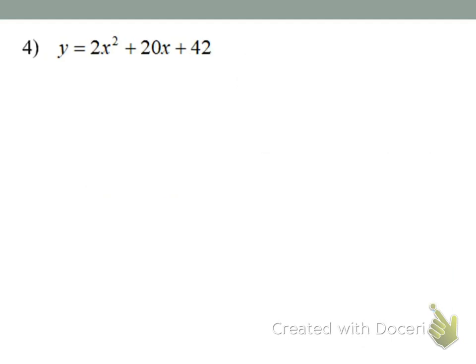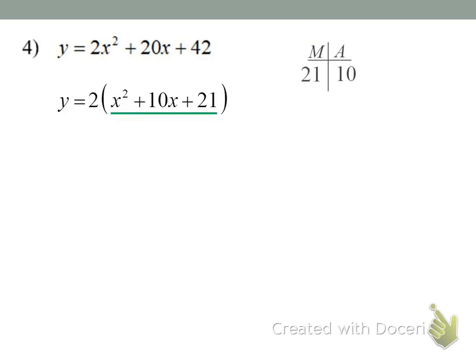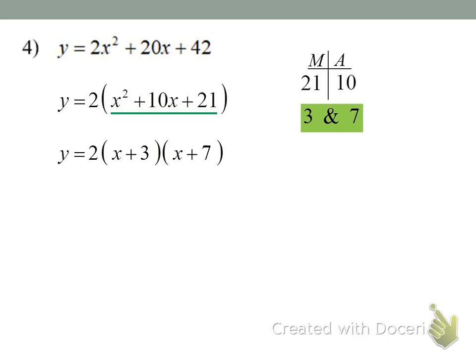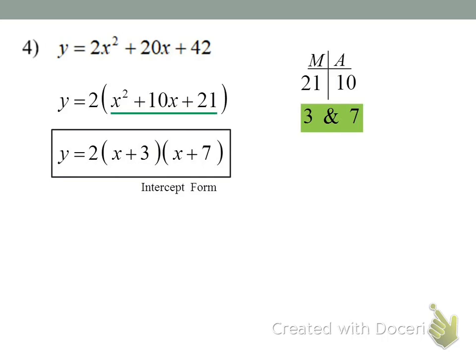Last one of these. The greatest common factor is a 2, but then we have to produce a multiply-add. What now multiplies to 21 and adds to 10? So to practice intercept form, technically, what's up on the screen is the entire intercept form. y equals 2 times the quantity x plus 3 times the quantity x plus 7, and so on.